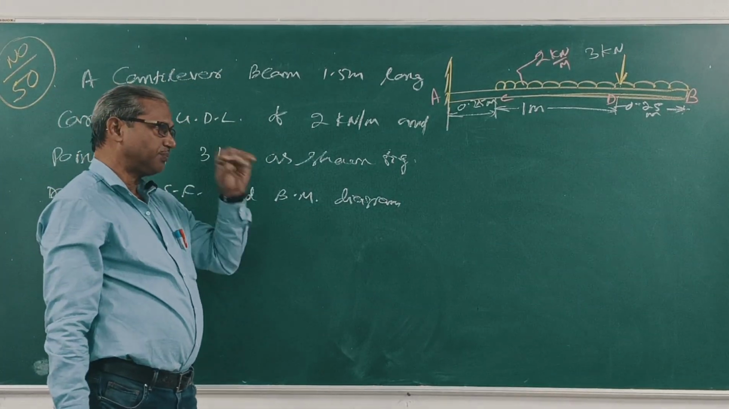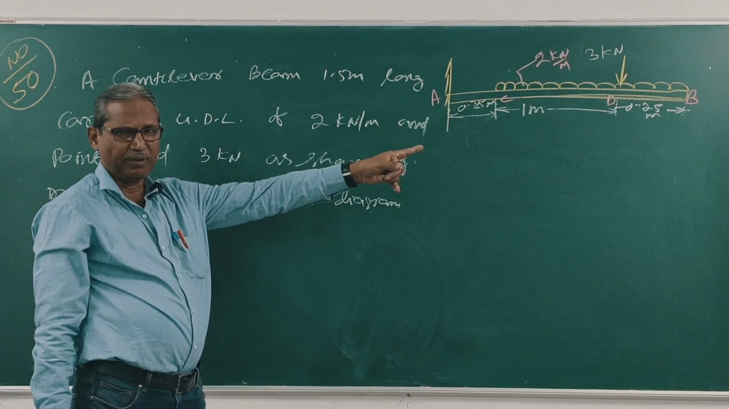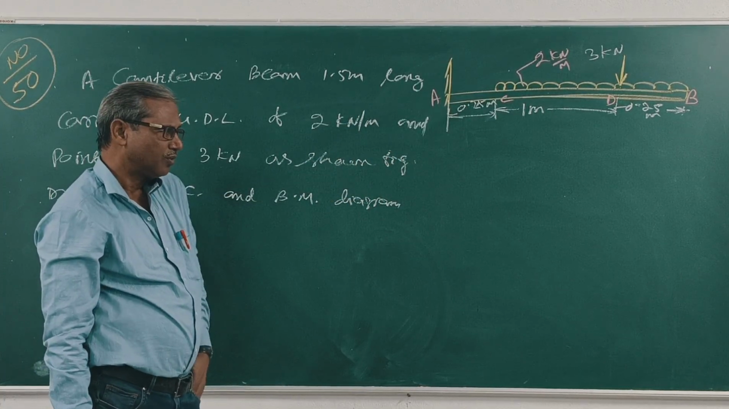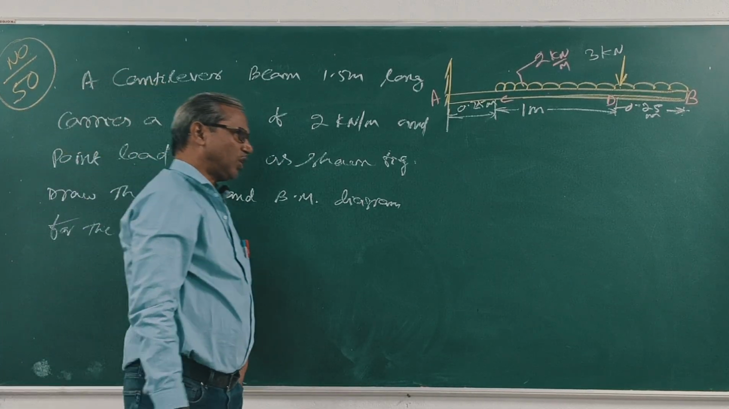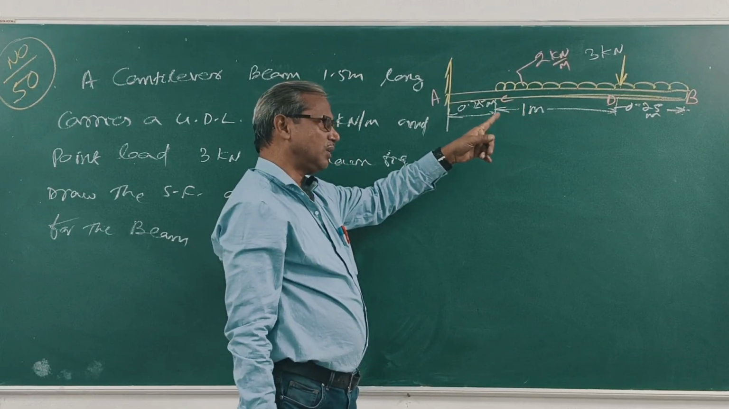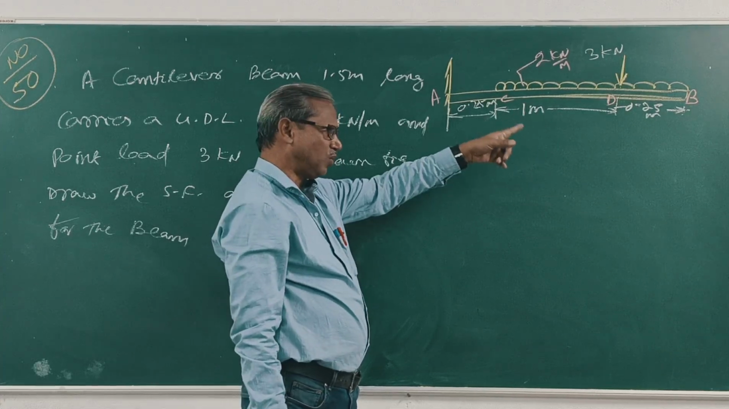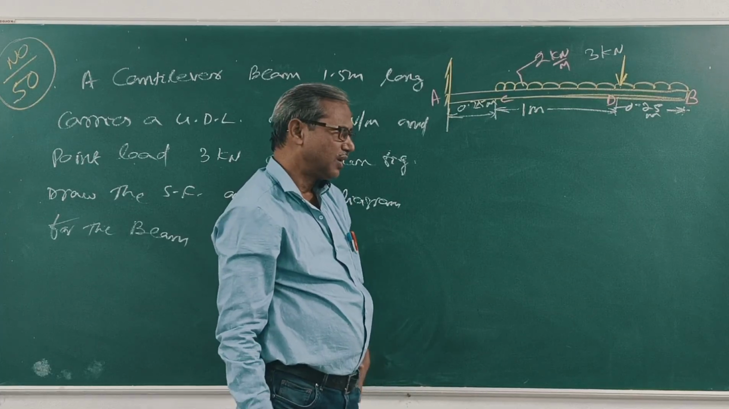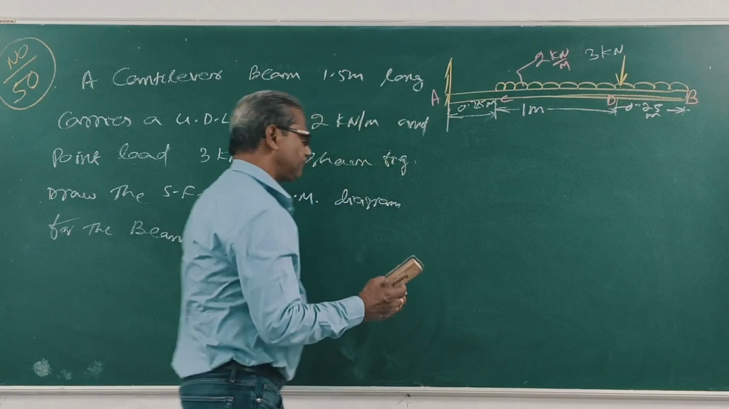This is a very important question. A cantilever beam fixed at A, free at B, carries a UDL and a point load as in the figure. Draw the shear force and bending moment diagram for the beam. The point load is 3 kN and the UDL is 2 kN per meter. The UDL acts over a length of 1.25 meter and the point load acts at 0.25 meter from the free end. Clear? First make the calculation for shear force, then for bending moment.